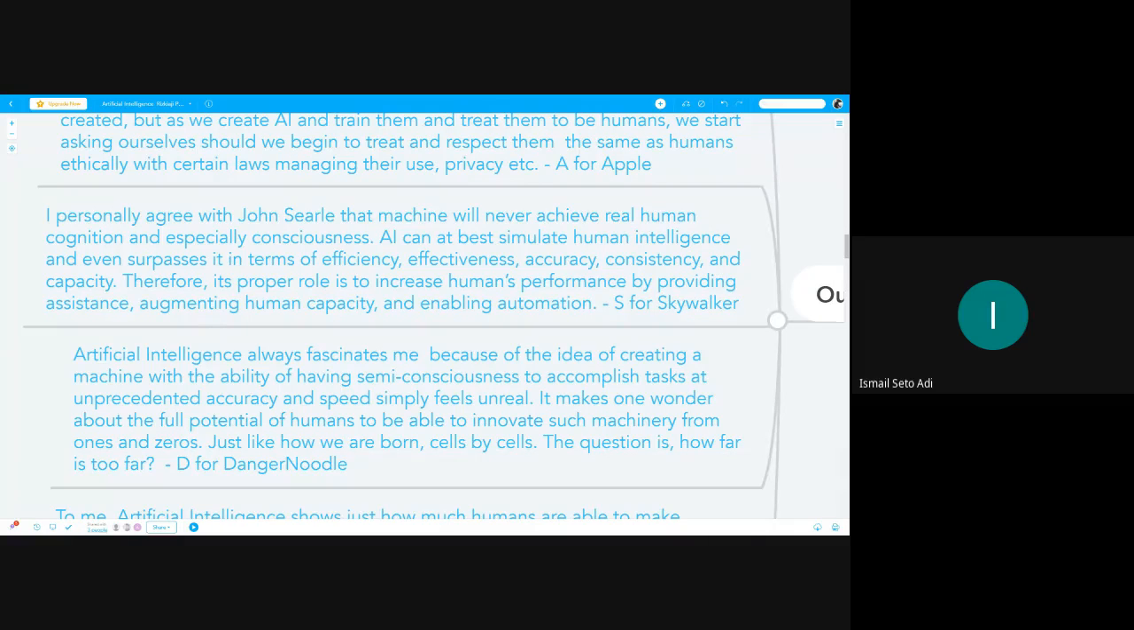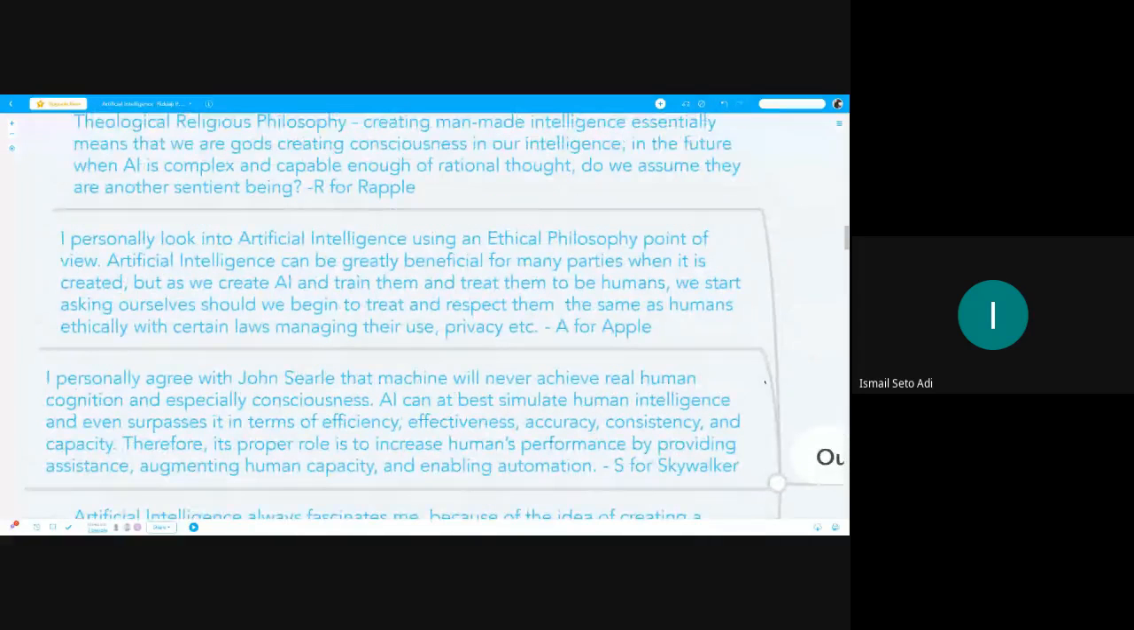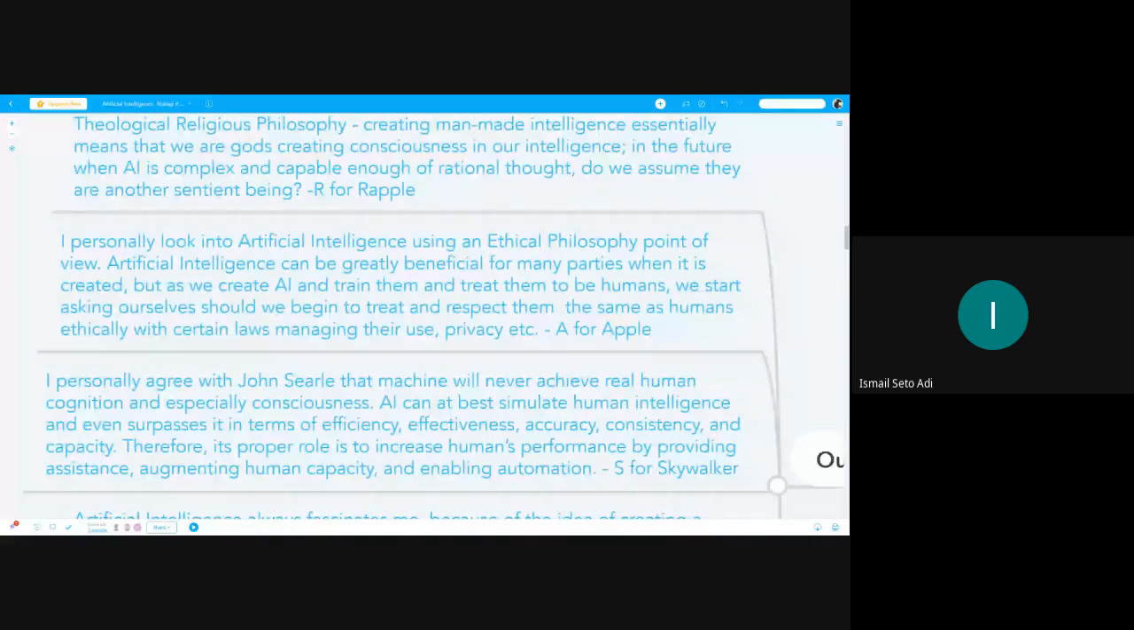So the proper role for AI, I think, is to increase humans' performance by providing assistance, augmenting human capacity, and enabling automation. And I would also use Risky's reference to theological religious philosophy to support my argument. Consciousness and self-awareness actually imply knowledge of right and wrong. So from a religious point of view, I think good deeds will be rewarded and sins will be reprimanded on the day of judgment. I've never heard of any religious notion of AI characters in heaven or being punished in hell. So I rest my case.